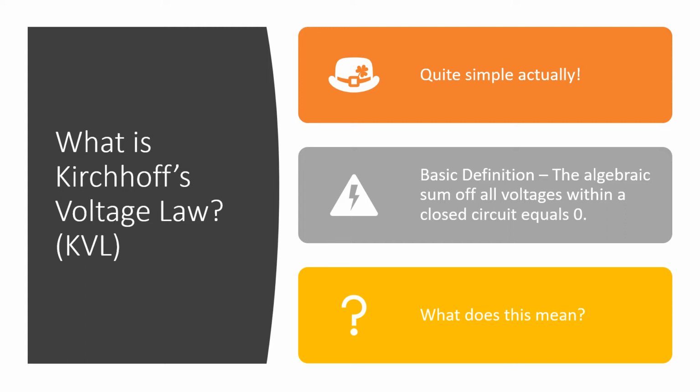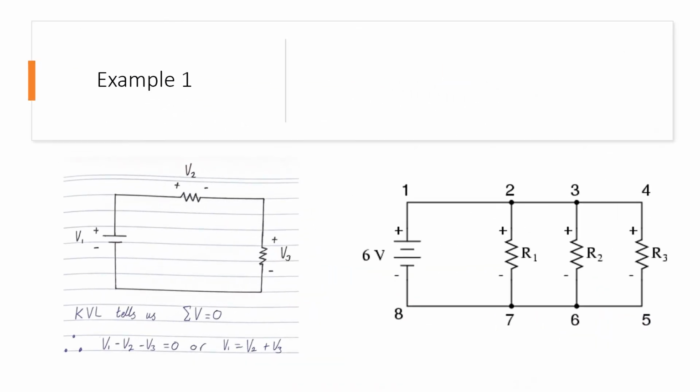Bit confusing, what does this mean? Well, I'm glad you asked. As you can see here, I've drawn a very simple circuit with a voltage source and two resistors without any specific values. From KVL, we can see that algebraically, V1 minus V2 minus V3 will equal 0, or V2 plus V3 will equal the source voltage, V1. This is KVL in its simplest form.